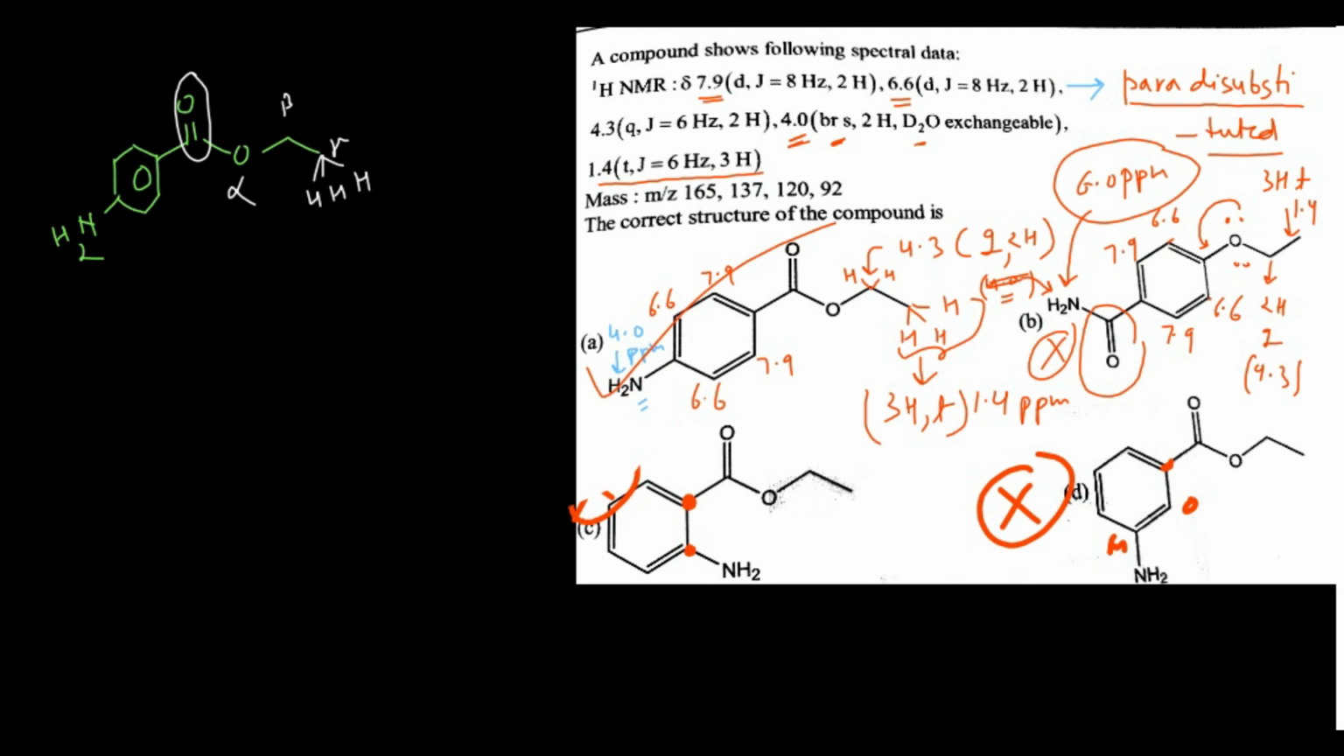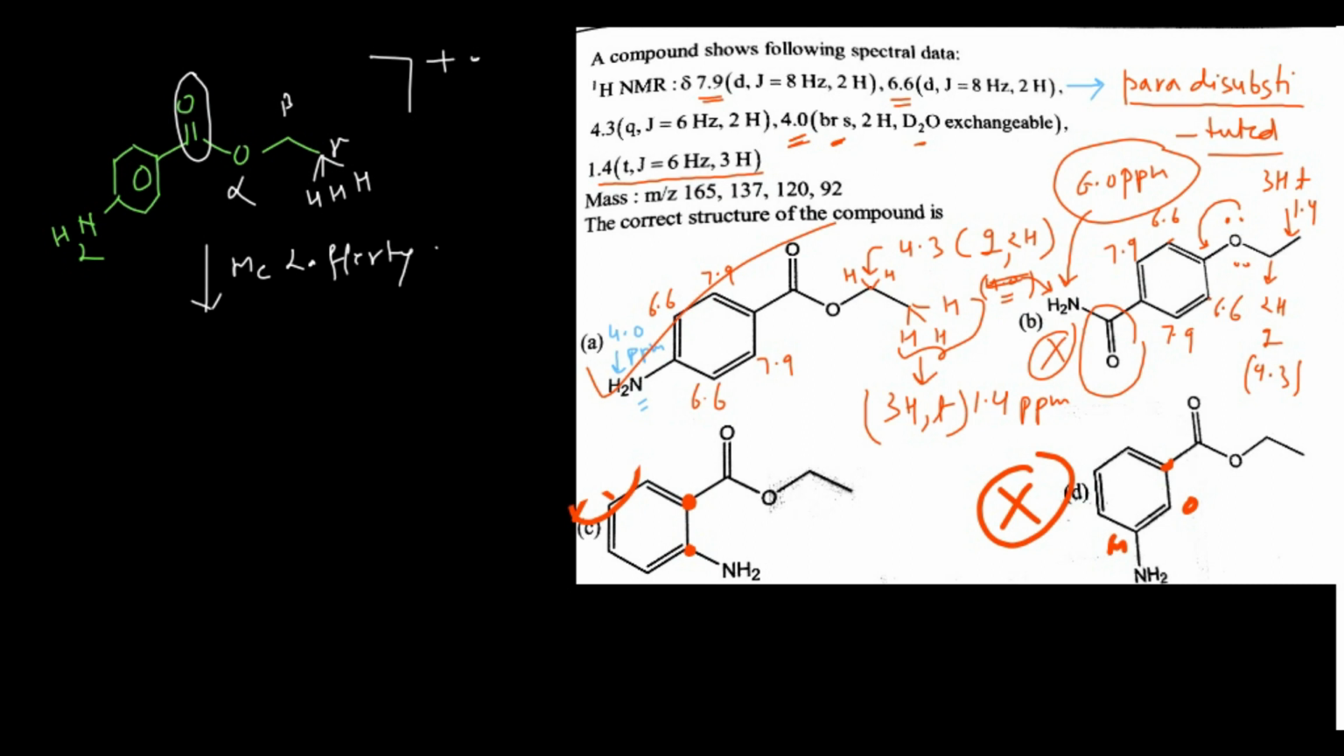And what is the McLafferty rearrangement? Transfer of the gamma hydrogen to the unsaturated part. Okay, so if you make this molecule a molecular ion by bombarding it with a high energy electron, then you will get this molecular ion, and after that you can very easily apply the McLafferty rearrangement. See, in my previous questions also I have explained the McLafferty.